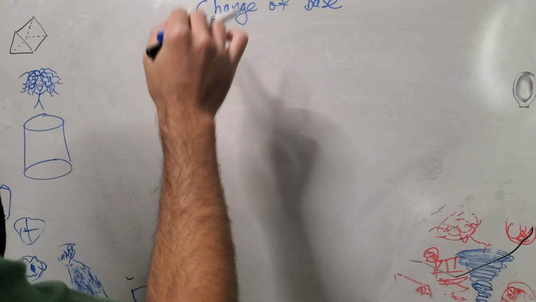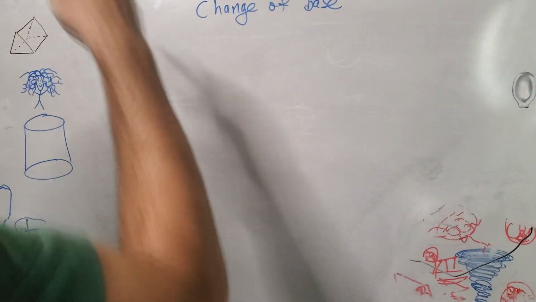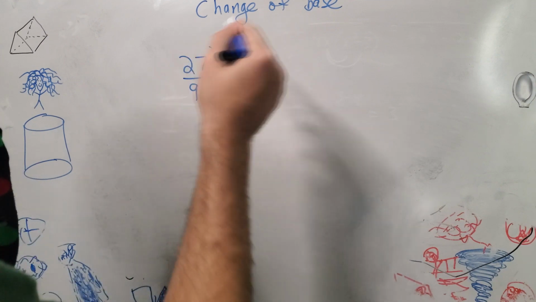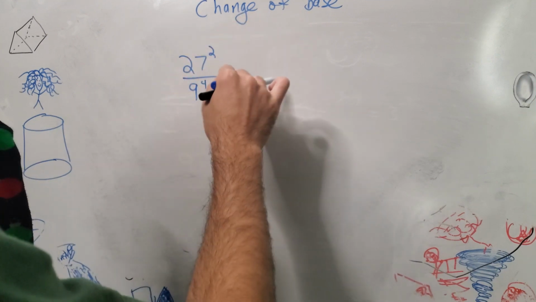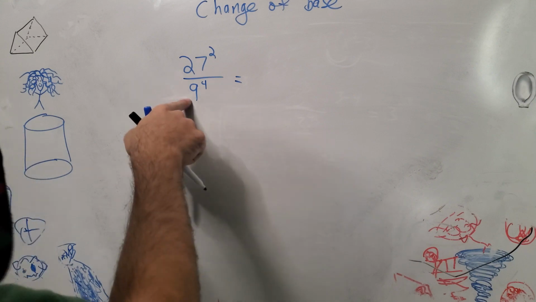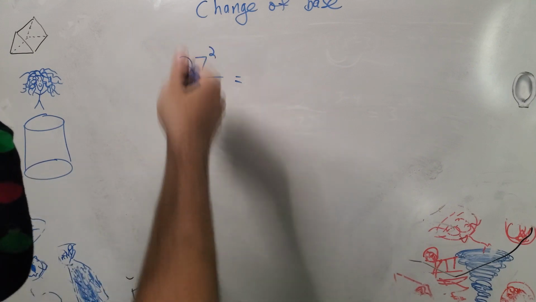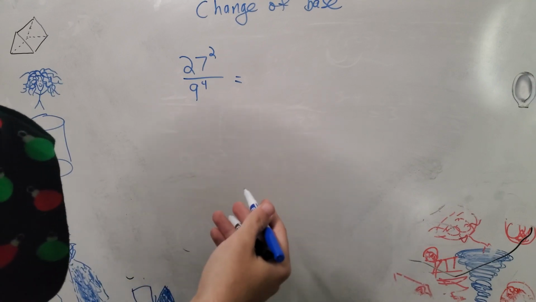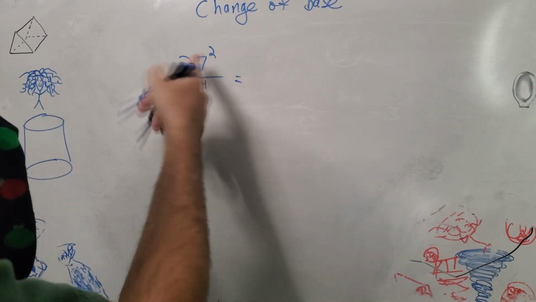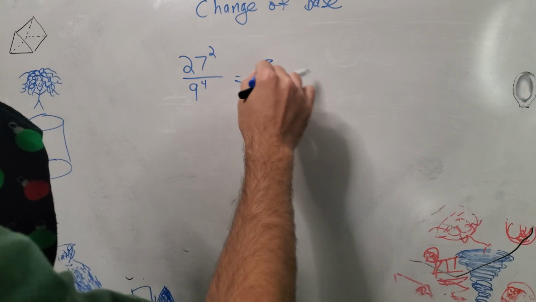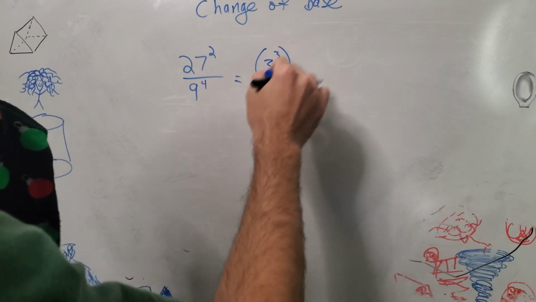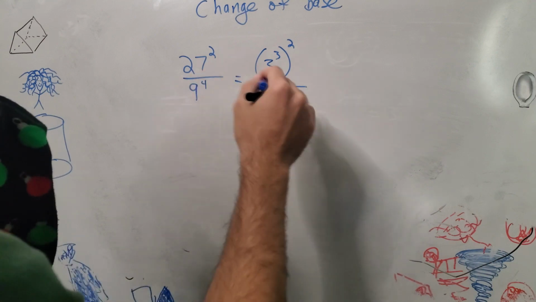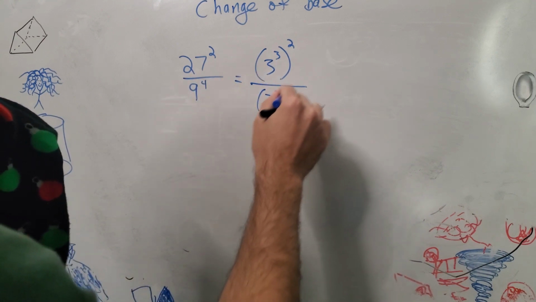Now let's do something a little bit harder. Let's do 27 squared, all divided by 9 to the fourth power. 9 and 27, they don't share a base. So, for example, 27 can't be rewritten as 9 squared. But what number goes into 9 and 27? It's going to be 3. So 3 to the third power will replace our 27. And then 3 squared replaces the 9.